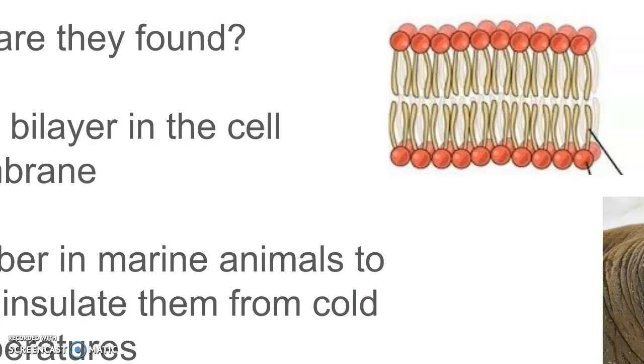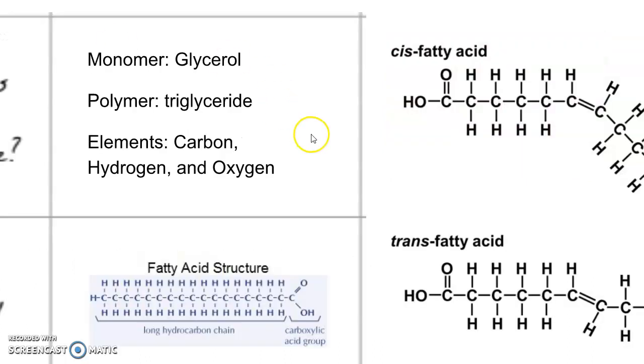Where are they found? They're found in a lipid bilayer in the cell membrane. So you have the phospholipid bilayer, and blubber in marine animals to help insulate them from the cold temperatures. Your colder animals are going to have a lot more fat. They're going to have blubber, is what it's called, and it helps them survive in those extreme temperatures. As for structure, the monomer is going to be glycerol, and the polymer is a triglyceride, so there are 3 glycerides. Elements are CHO, carbon, hydrogen, and oxygen. So this is what the fatty acid structure looks like. It has a lot of carbons, and then hydrogens attached to it.